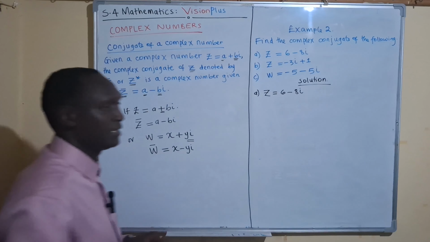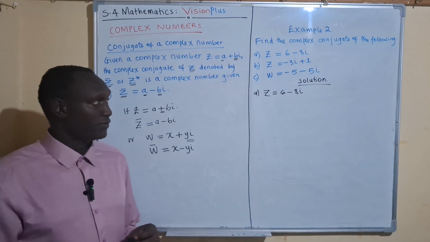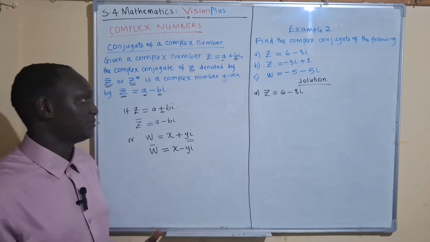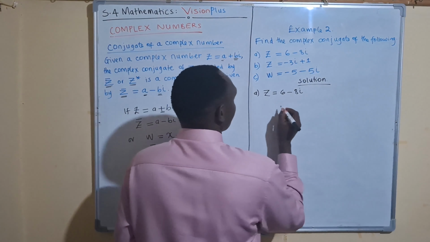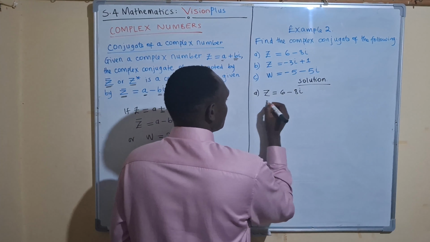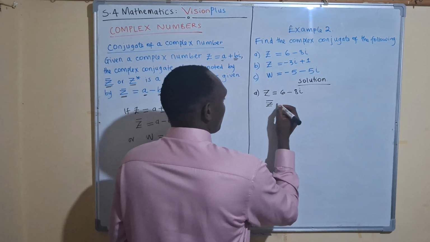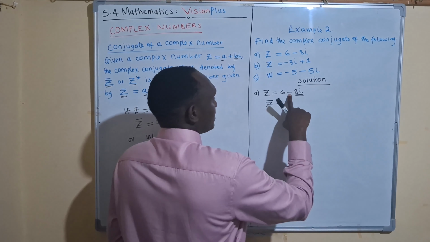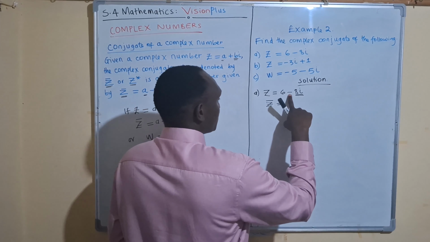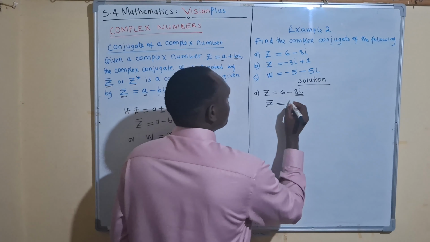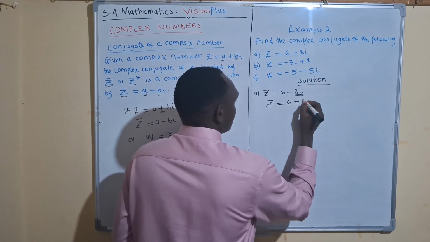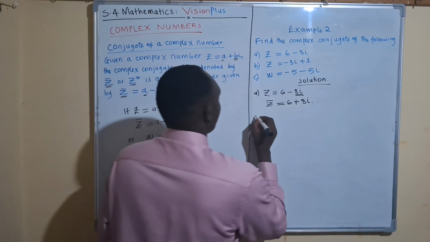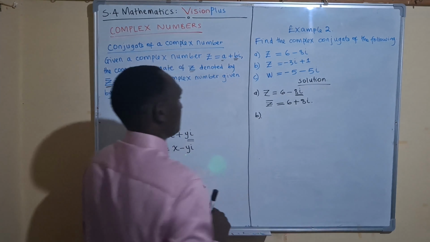We have said that for you to get a complex conjugate of a complex number, you only need to change the sign on the imaginary part. So what do we do here? We shall say z conjugate, which is z bar, equals, this is the imaginary part and the sign is negative. So to get the conjugate, we'll change it to positive. So here we shall have 6 plus 8i. And that is the answer for part A.